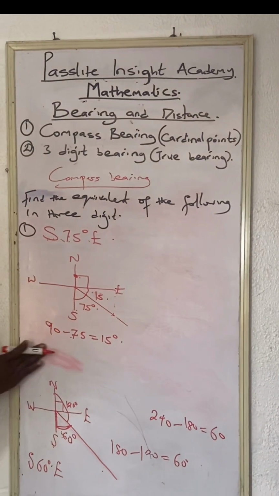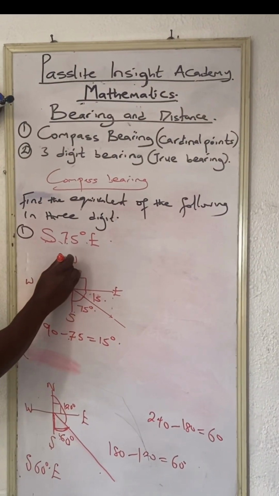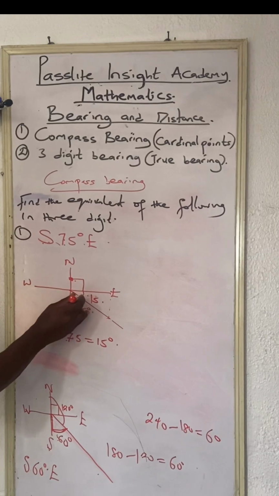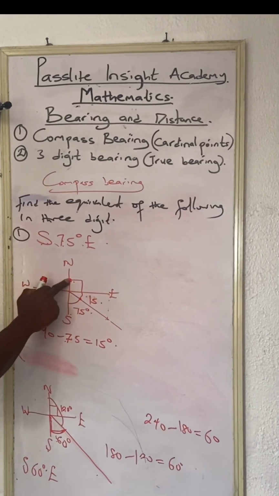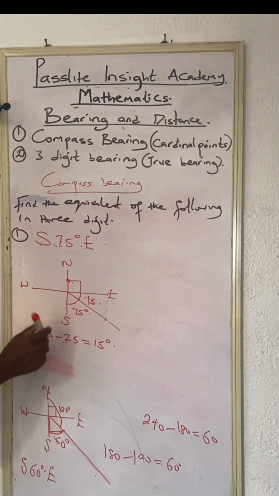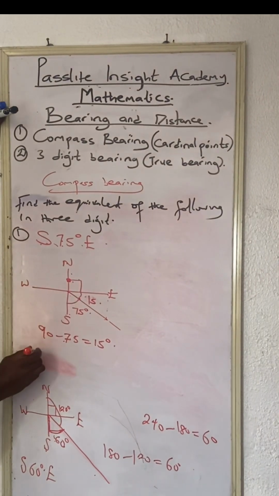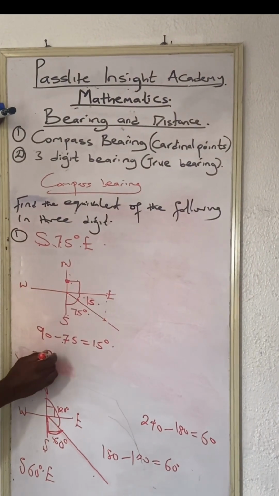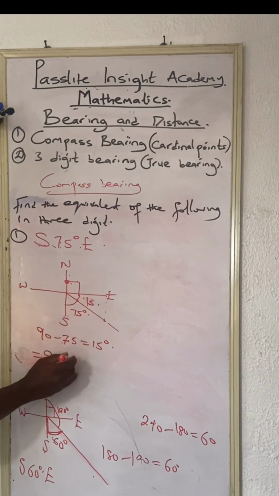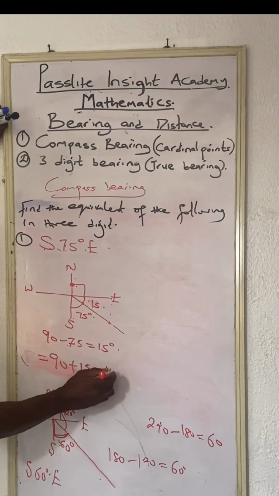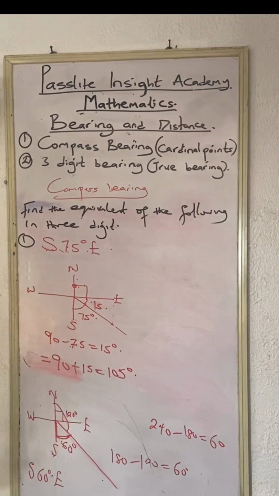So then you continue adding. From this line to this line, that is what you need. From this point to this point. So that means you just add. Here is 90. So your 3 digits now: 90 plus this particular one, 15, is equal to 105 degrees.